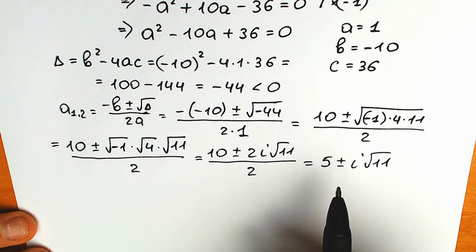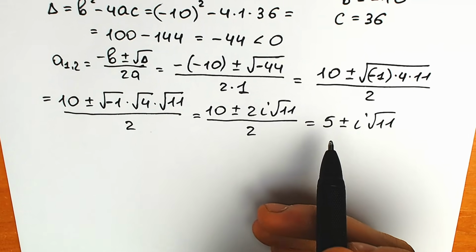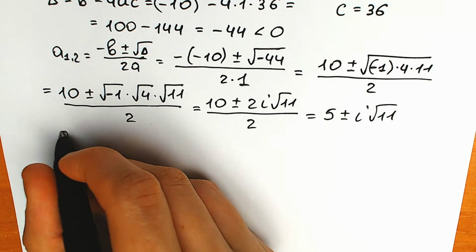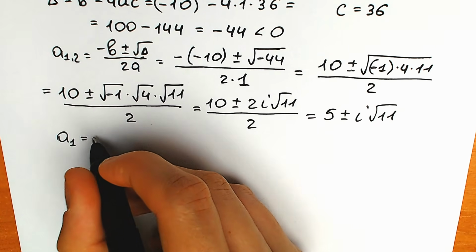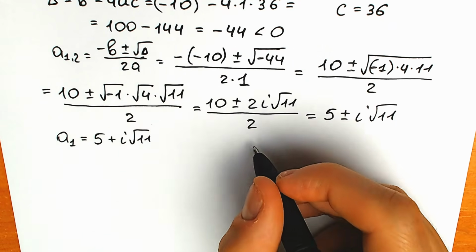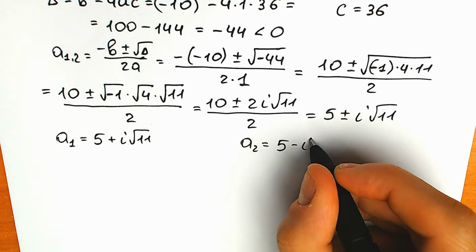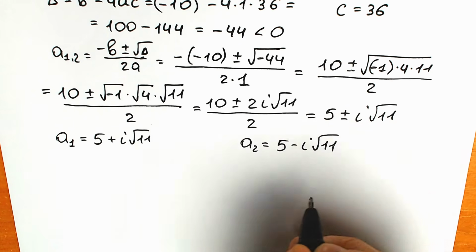So as a result, we have two branches, a first and a second. Let's write our first branch, a first equal to 5 plus i square root of 11, and our second branch, a second, equal to 5 minus i square root of 11.